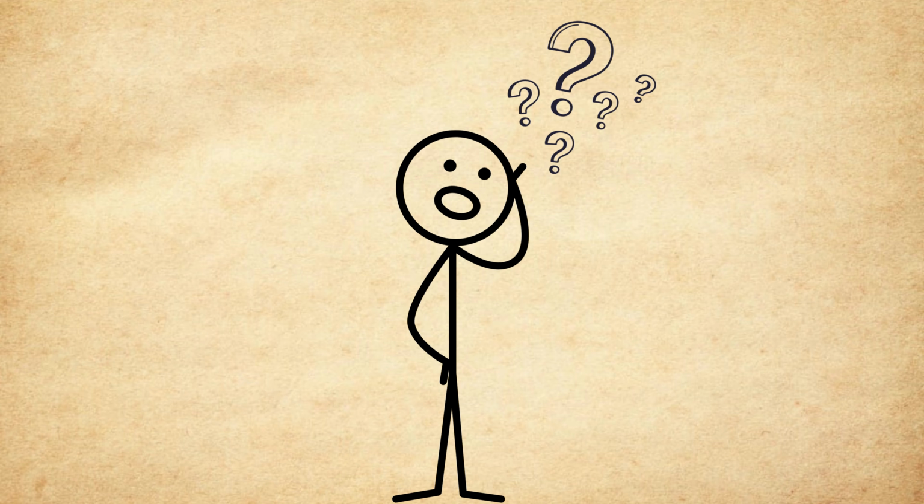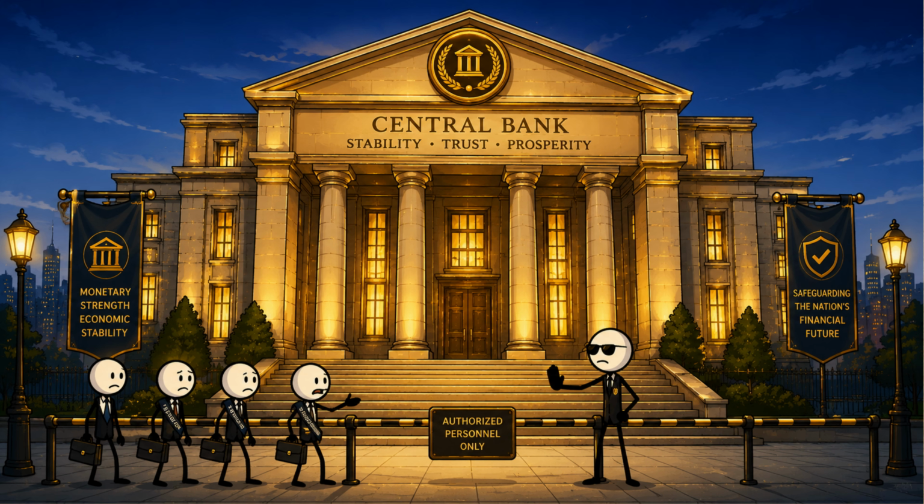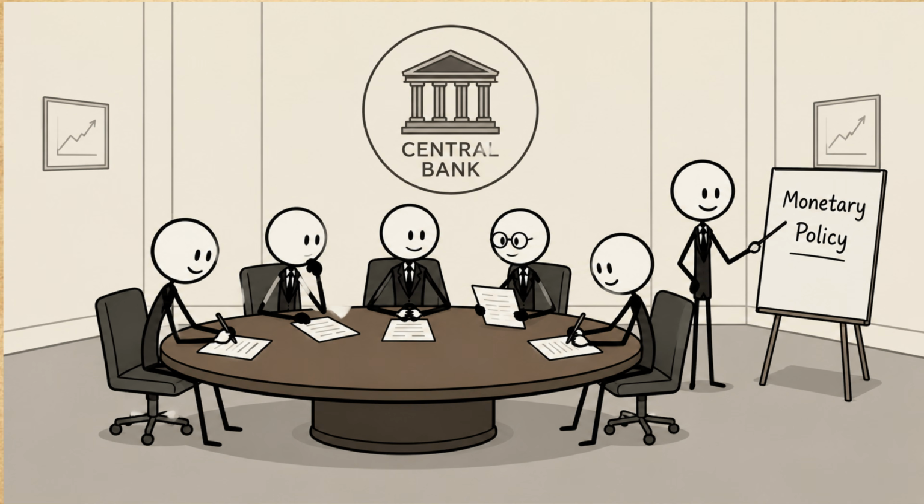So how do countries avoid this trap? The answer is something called a central bank, an institution like the US Federal Reserve or the European Central Bank, whose job is to control money supply independent of politicians. They can't be told to just print more for short-term political gain. That independence is the safety net.